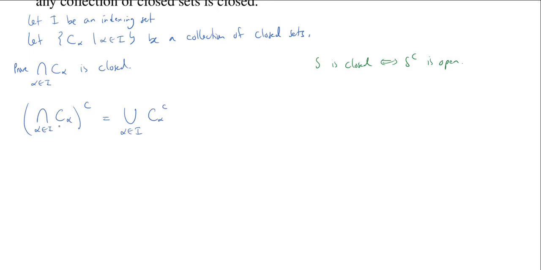Now, each one of these C alphas is assumed to be closed, which means that when I take the complement, I get an open set. And so I now have a union of open sets. And by the previous problem, we know that the union of open sets is open. So this uses the previous problem. Okay, so we've just shown that the complement of our intersection is open, and therefore, if I don't take the complement, I must be getting a closed set.